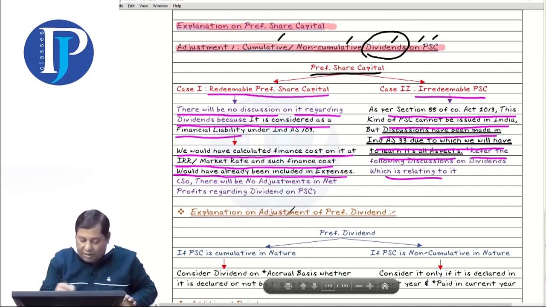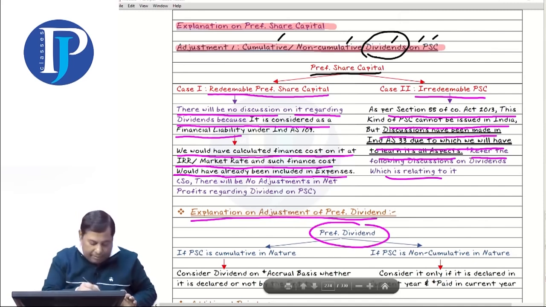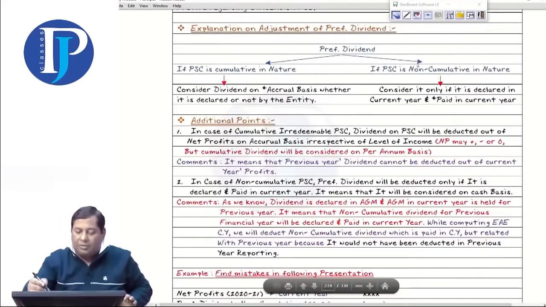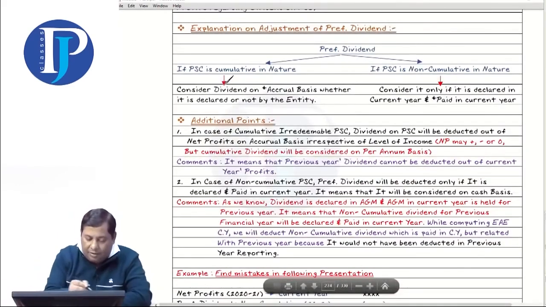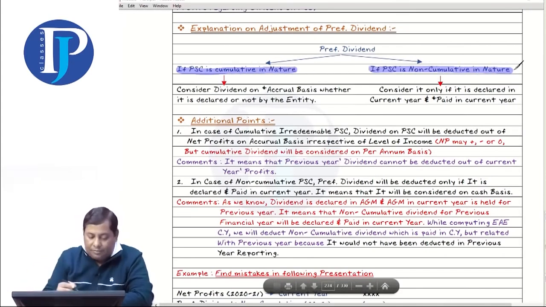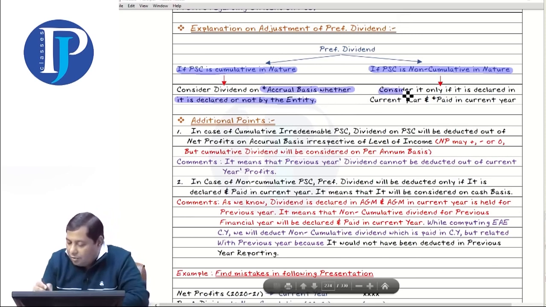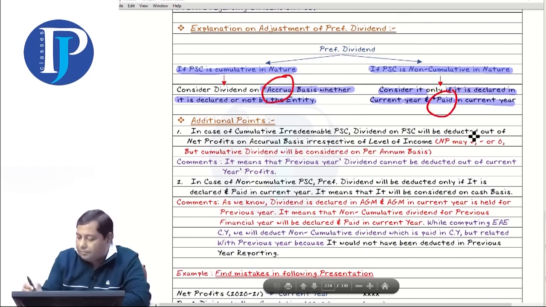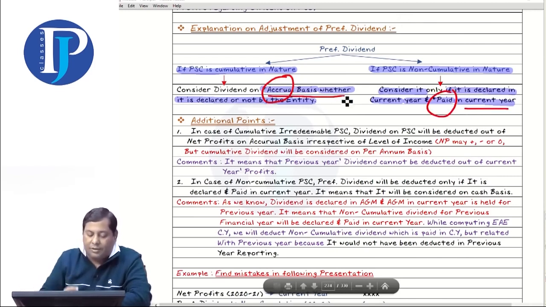We have to refer to the notes, and here is the explanation. So these are notes. All the things which I am telling you are written in the notes during class. Okay students? If PSC is cumulative in nature, and if it's non-cumulative in nature. Cumulative is on accrual basis, whether it is declared or not. But non-cumulative I need to take on a cash basis only, when paid. Paid in the current year; accrual basis.